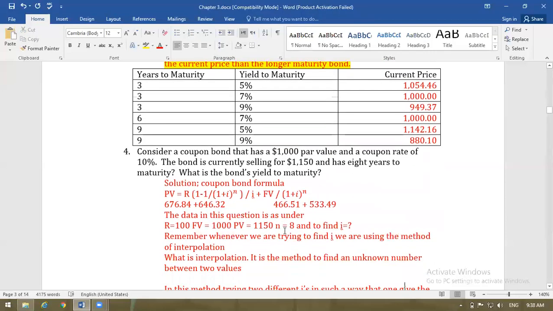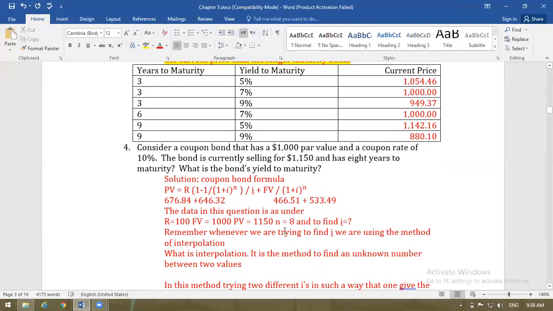Next, consider a coupon bond that has a 1000 par value. Par value means face value. Par value is the second name of face value. And a coupon rate of 10%. The bond is currently selling for 1150 and has 8 years to maturity. What is the bond yield to maturity?